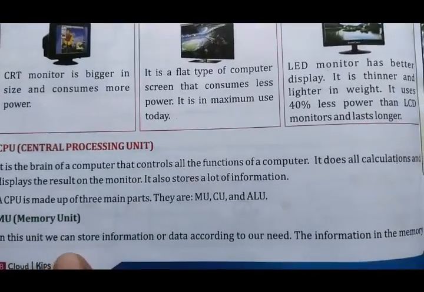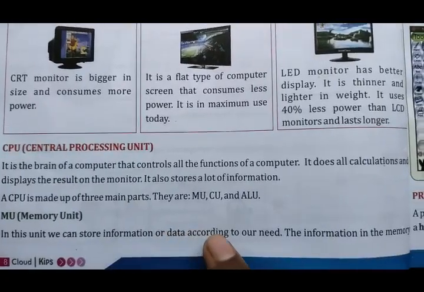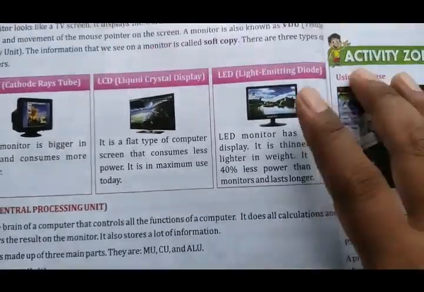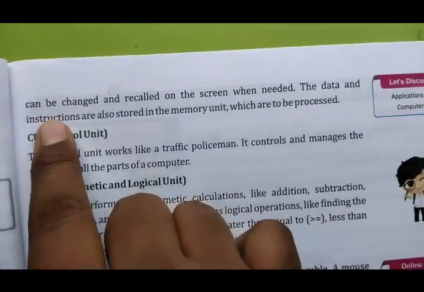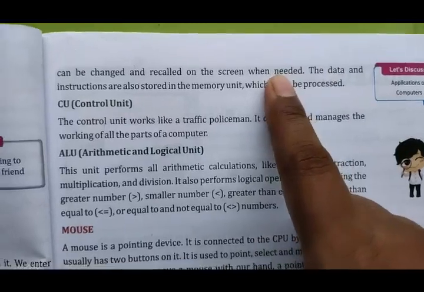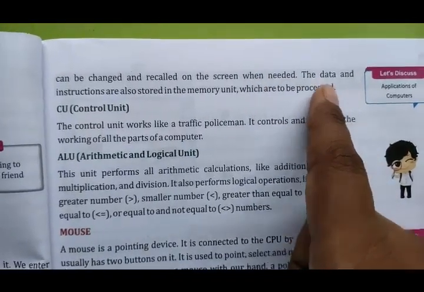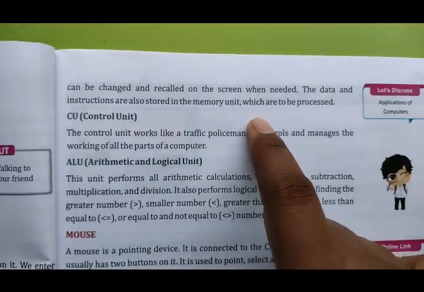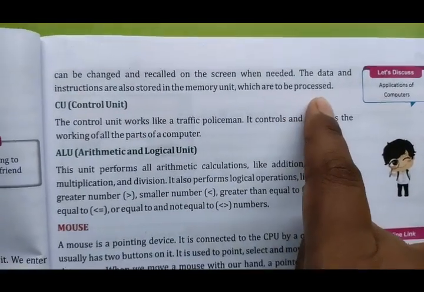This is the unit where we can store information or data according to our need. The information in the memory can be changed and recalled on the screen when needed. Okay, the data and instruction which are to be processed are also stored in the memory unit.